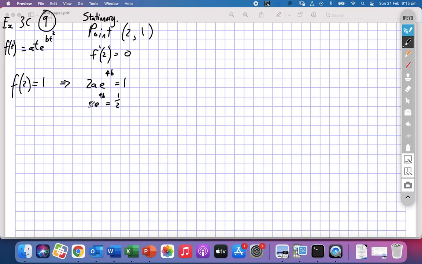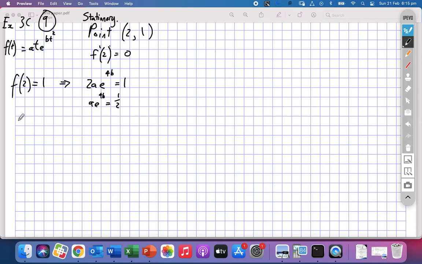I could get an expression for a, but I think I might just leave that. Even so, it looks a bit simpler now that the t's have been made into the number 2, and I've made the function equal to 1. So that's something we'll be using later. Let's now look at the derivative.